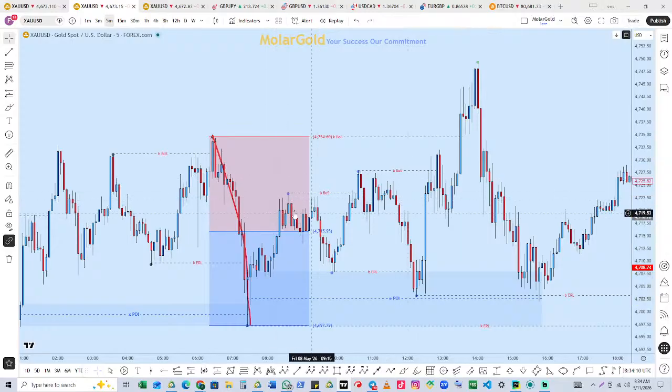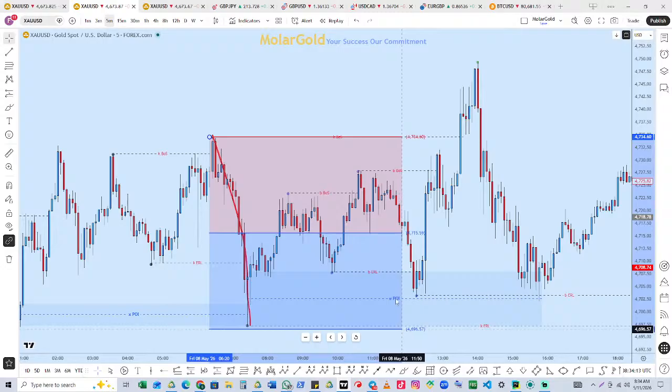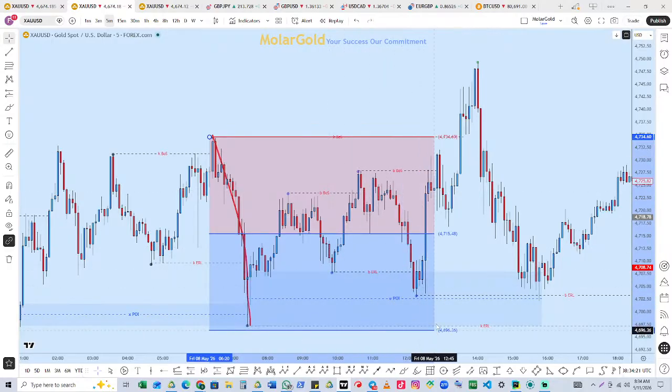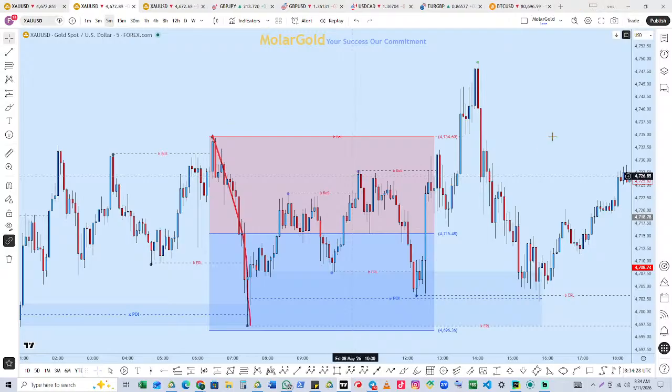So you see, this area is for the sellers. All the sells actually happen within that area, and all the buys happen within the bull area. You can see it's very simple. You need to understand these things. Sellers happen in the sell direction, buyers happen in the buy direction, right? Or in the buy territory.